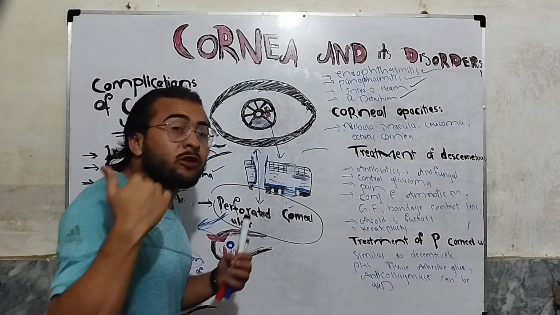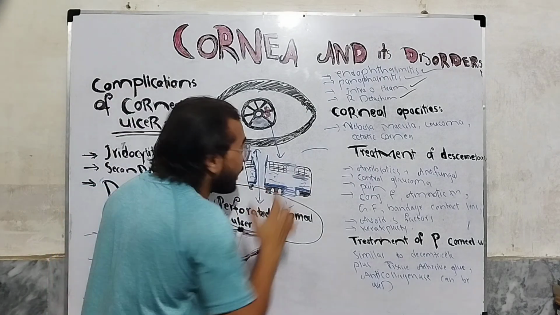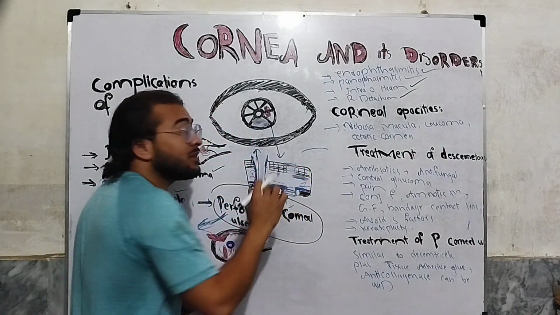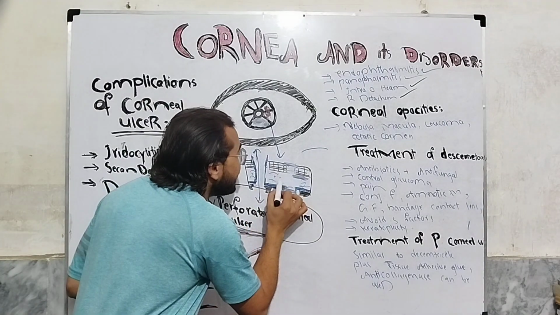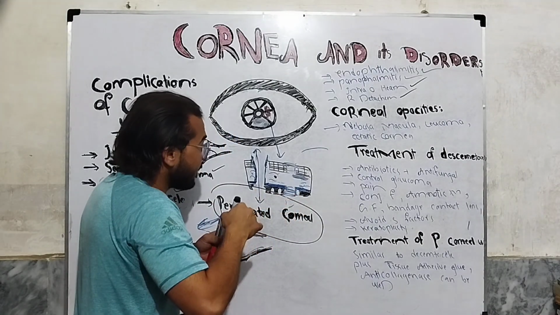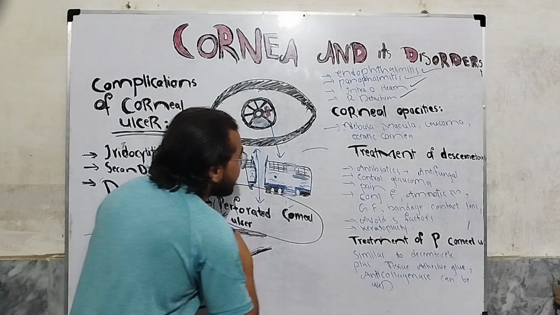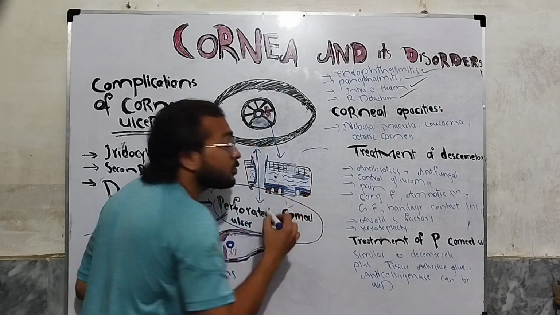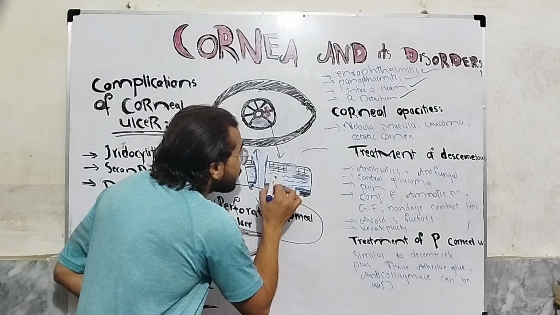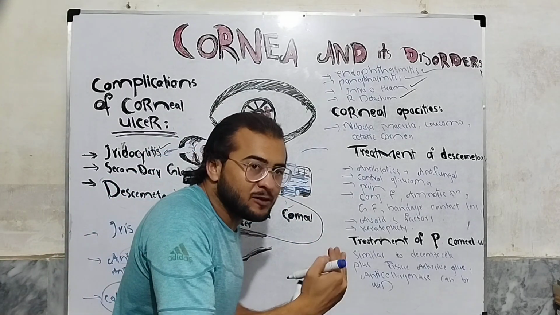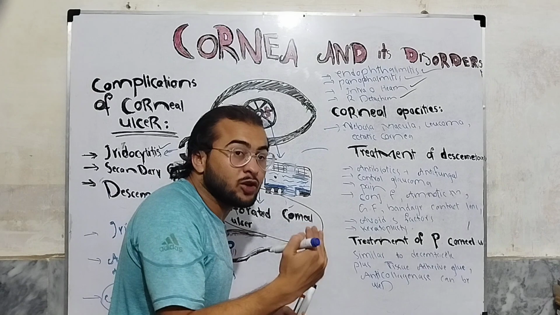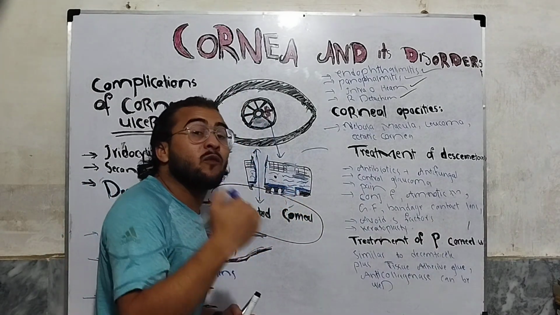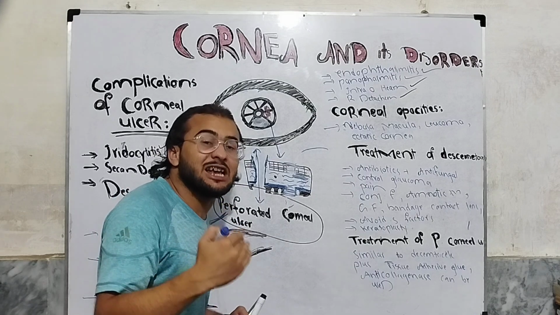So I told you before in the lectures of bacterial corneal ulcer that in the healing stage, the keratocytes will cause the deposition of collagen fibrils in order to heal the stroma. Okay, so if the inflammation is severe, if the ulcer is severe, if the inflammation is chronic, what will happen? This deposition of collagen fibrils will be deranged.